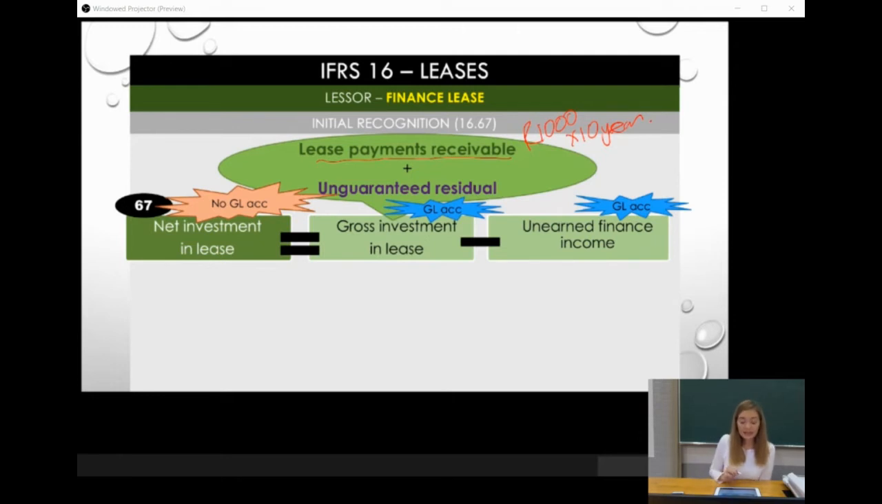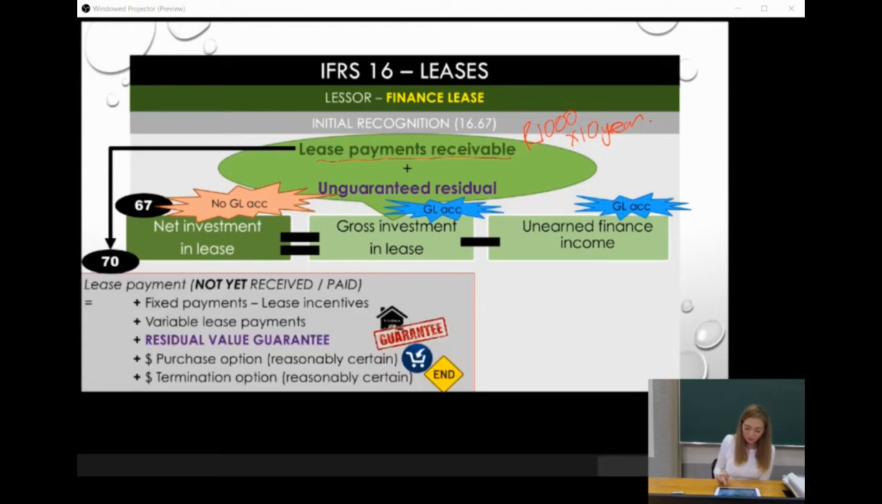As well as if there is any unguaranteed residual value, we also include that at the gross amount. Okay, not at the present value, at the gross amount. And then that's everything that's included in the lease payment definition for the lessor. So everything that's not yet paid or received if it's a lease incentive. And remember that we include the full residual value guarantee. Okay, so that goes into the gross investment in the lease.